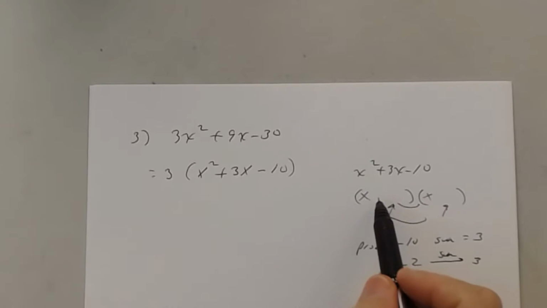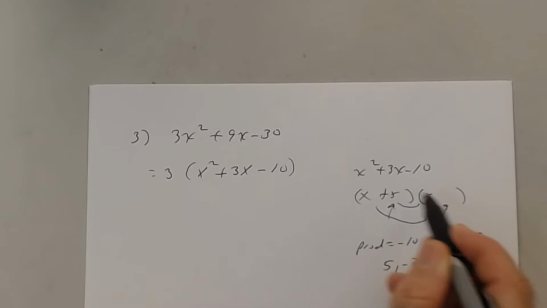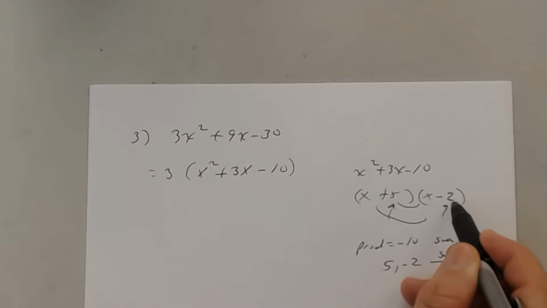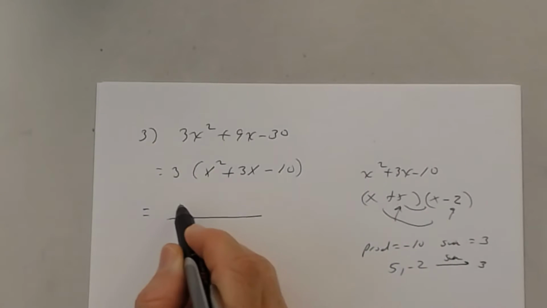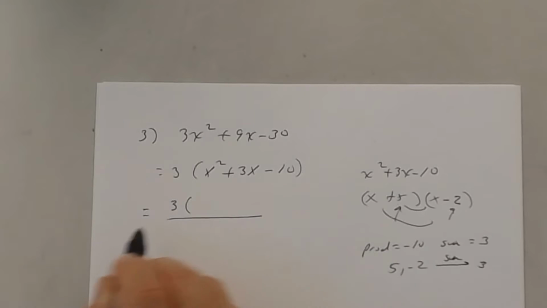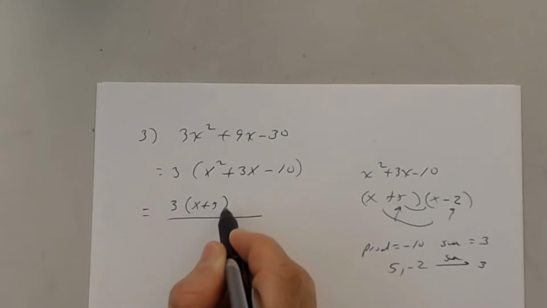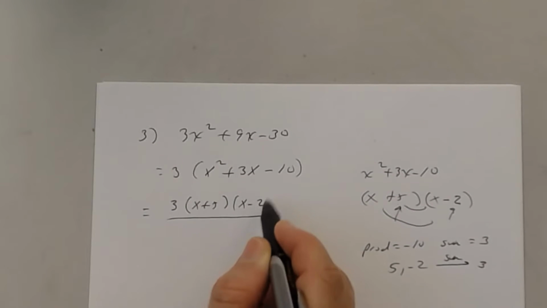So right here, you're going to say x, and it doesn't matter which one I put first. You're going to say x plus 5 times x minus 2. But that's not the answer. What's going to be the answer? 3 times x plus 5 times x minus 2.